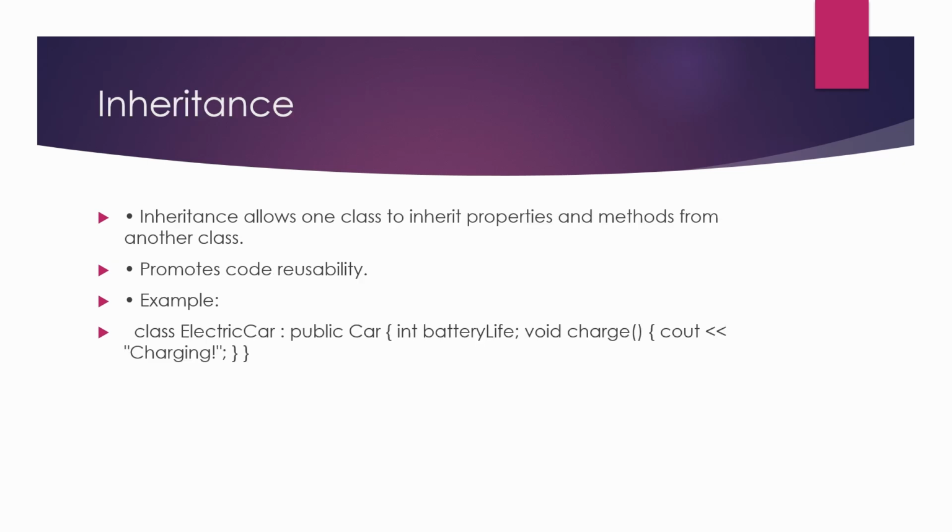Inheritance is one of the key features of OOP. It allows one class to inherit properties and methods from another class, promoting code reuse. For instance, if you have a class ElectricCar that inherits from the class Car, the ElectricCar will automatically have all the properties of Car plus additional features like battery life and a charge method.